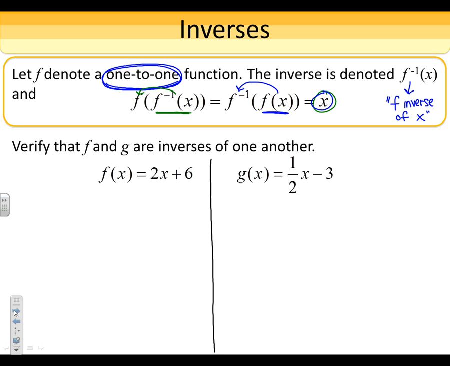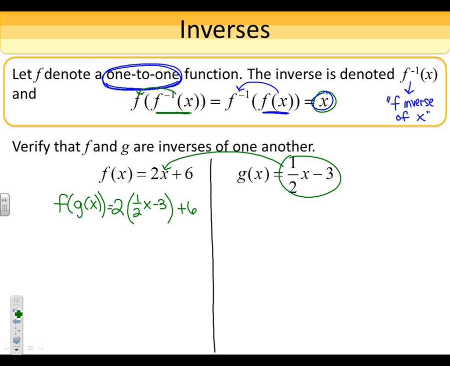So I'm going to start by doing f of g of x. I'm going to take g of x and plug it in for x into my f function. So 2 times (1/2 x minus 3) plus 6. I just replace my x with 1/2 x minus 3. Simplify this. 2 times 1/2 x is 1x. 2 times -3 is -6. And then I have plus 6. So I get x when I compose those together.